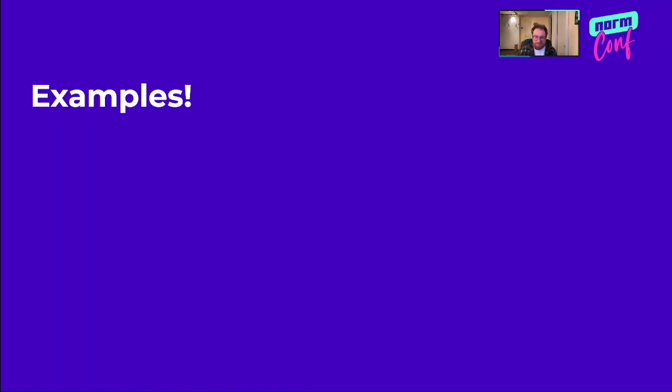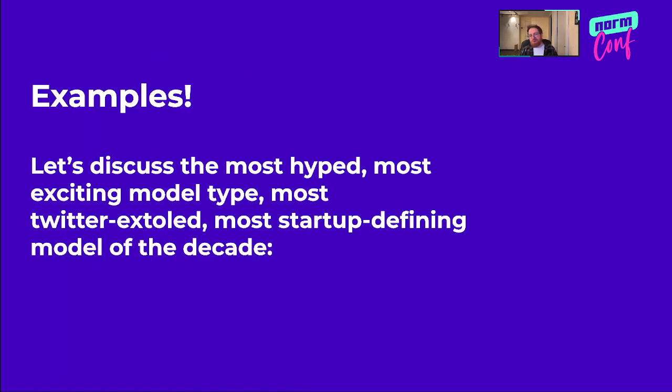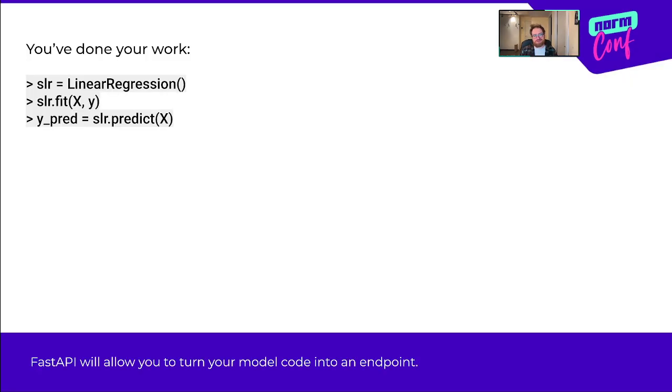Let's do an example. Let's discuss the most hyped, most exciting model type, most Twitter extolled, startup defining model of the decade. You're thinking what I'm thinking, linear regression. So you've already done your work. You've defined a linear regression model, you fit it to your data and labels, and you know how to get predictions back. So let's go ahead and add to it.